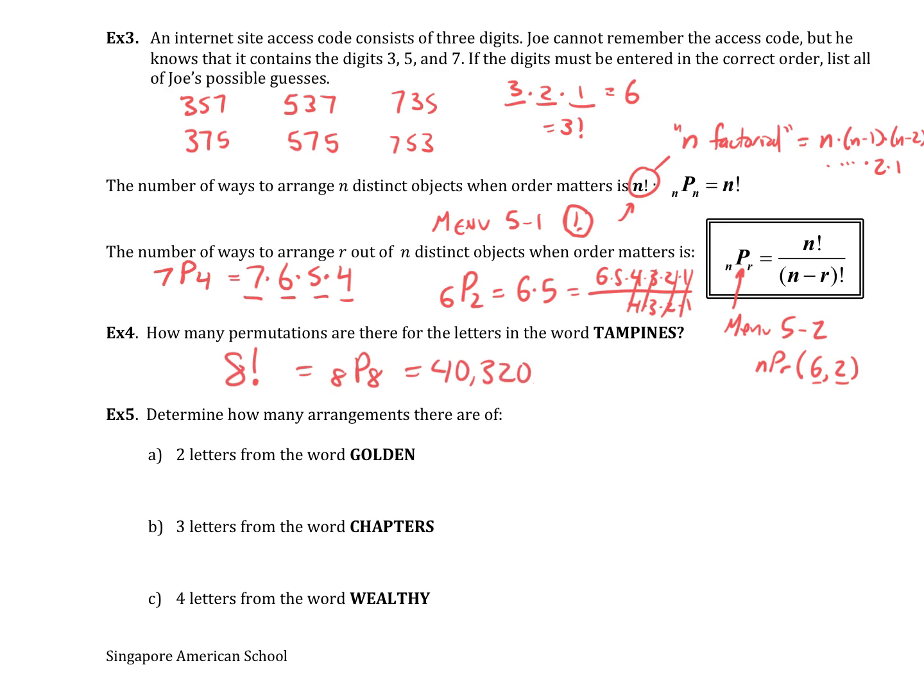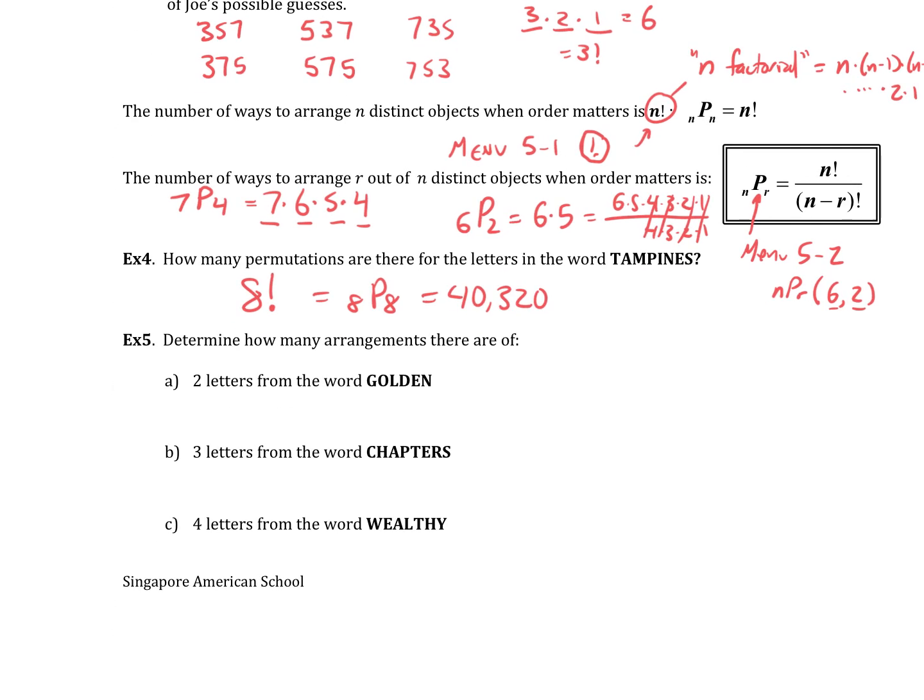Determine how many arrangements there are of 2 letters from the word golden. Okay, so there's 6 things, and I want to arrange 2 of them. For chapters, there are 8 things, and I want to arrange 3 of them. And for wealthy, there are 7. It's the hardest part about this: I've got to count how many letters there are.